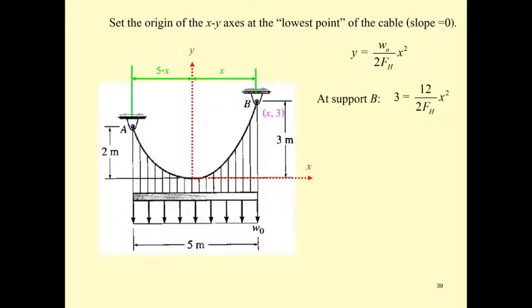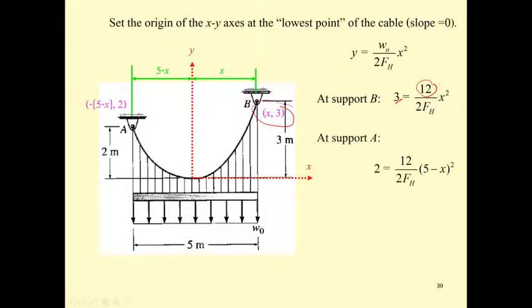Let's start at B. At B, we're going to have the coordinate of what? You can move from here, and then here is x, and here is 3. So the coordinate is x and 3. So you put 3 for the y, equal to f sub h over x squared, because we don't know x yet.